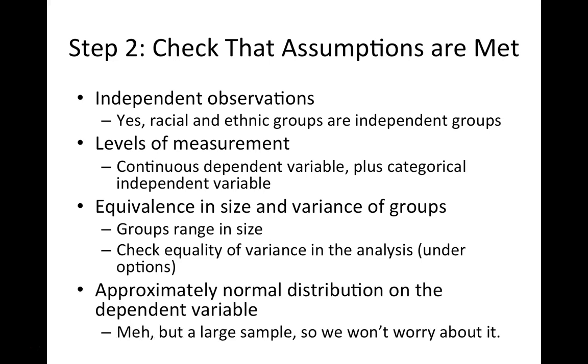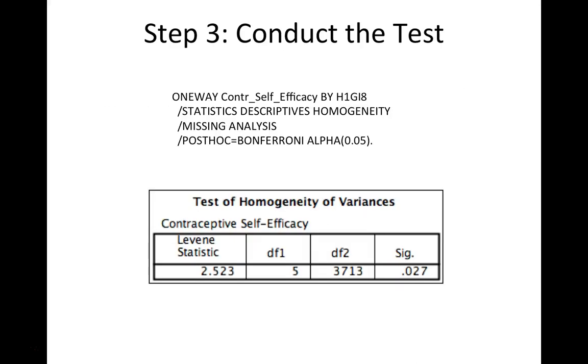And so much like we did with the t-test, we'll check the distribution of contraceptive self-efficacy and look to see if that variable is normally distributed. And as we talked about in the t-test module, the answer is meh. There are some issues with this variable, but because this is a very large sample, we won't worry as much about it. So we'll move forward with this particular example.